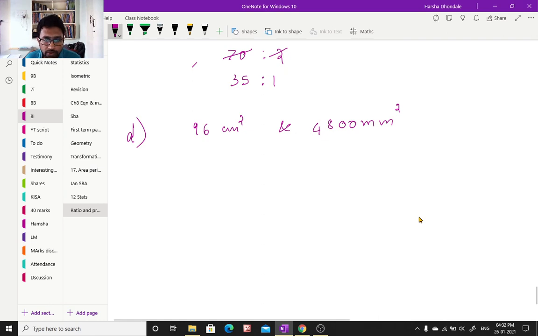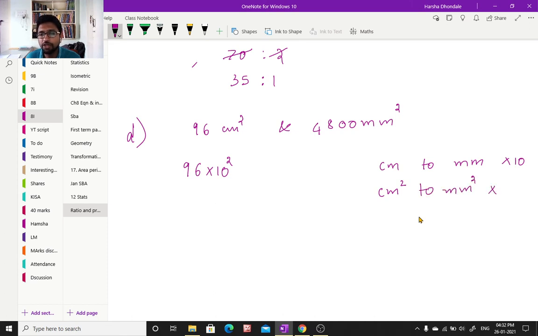96 centimeters square to millimeter square is not 96 into 10 millimeter square. Wrong, wrong, wrong. It's not into 10. It is into 10 square millimeter square. If you have to convert cm to millimeter, then it is into 10. But cm square to millimeter square means it is into 10 square. So you have to remember this.